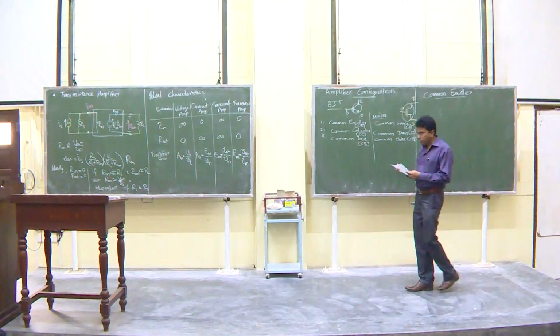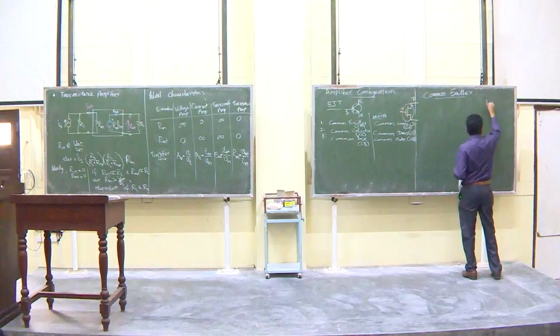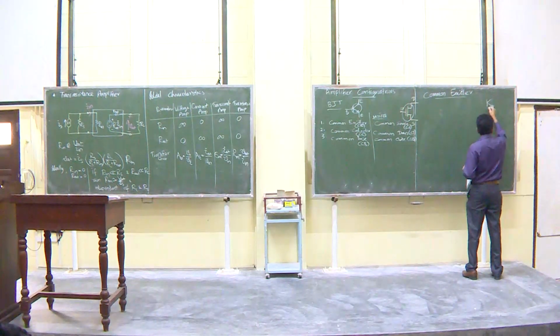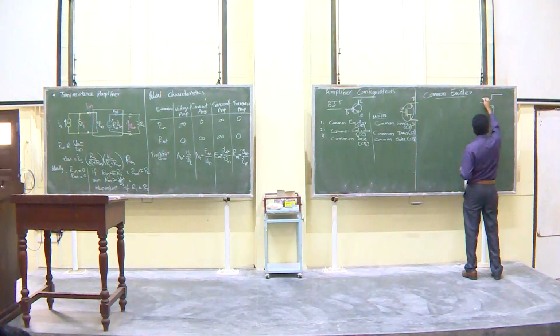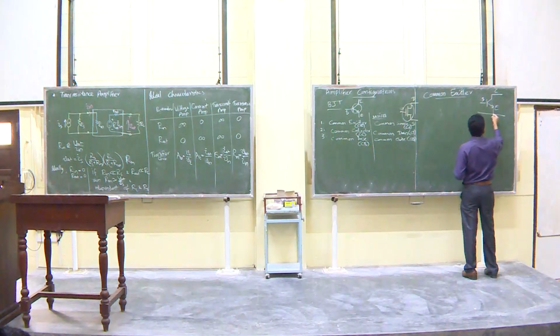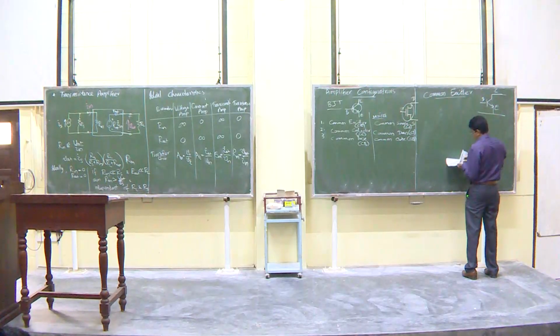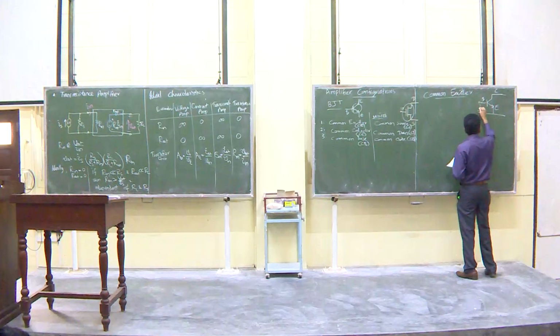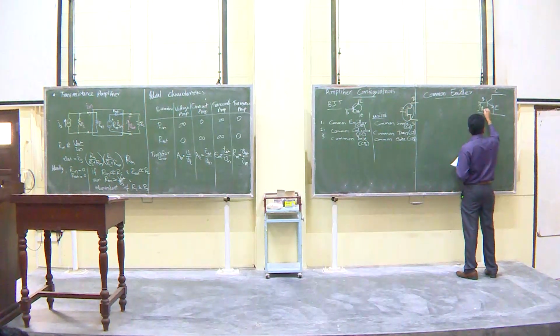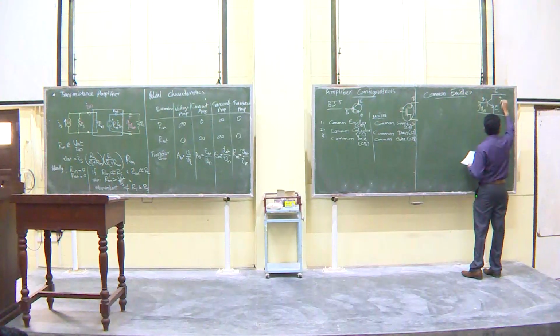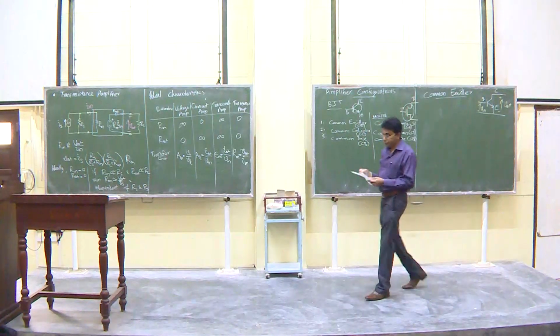Configuration. So in this case, base is the input, collector is the output, and emitter is the common one, right?